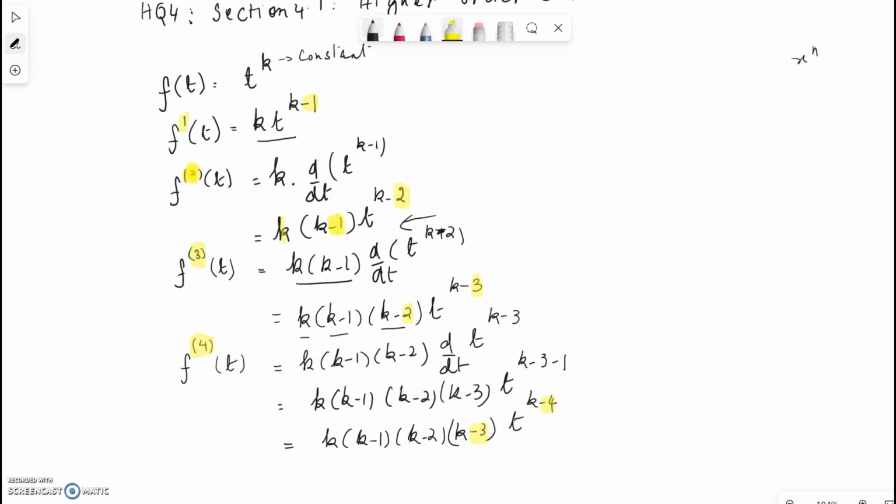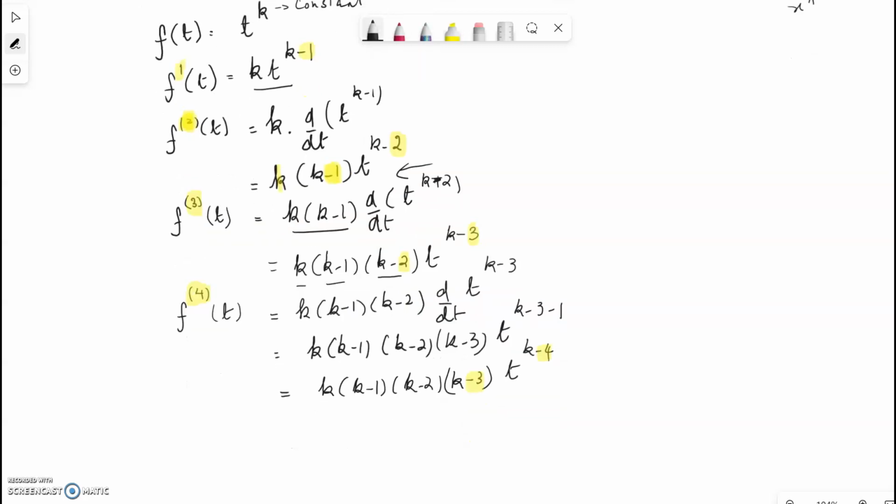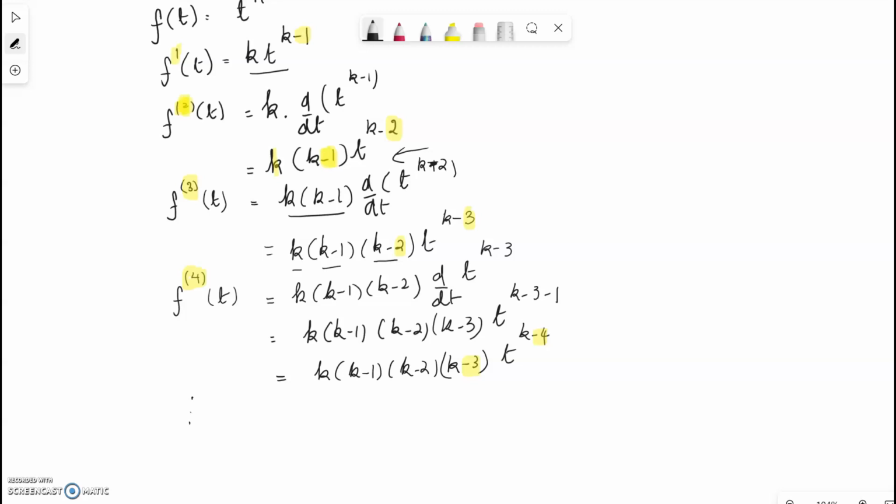So if I had to find, I just keep going, f to the 15, it's the 15th derivative of this particular function, then it's going to be k times k minus 1, and I keep going until I get k minus 1 less than 15, which is 14, and then I go t to the power of k minus 15.